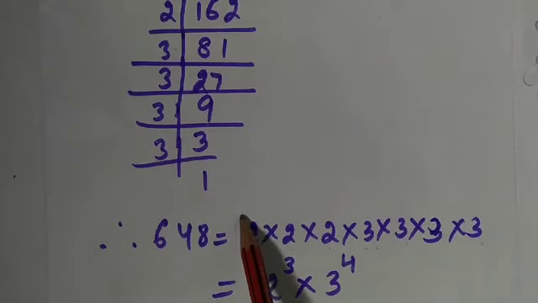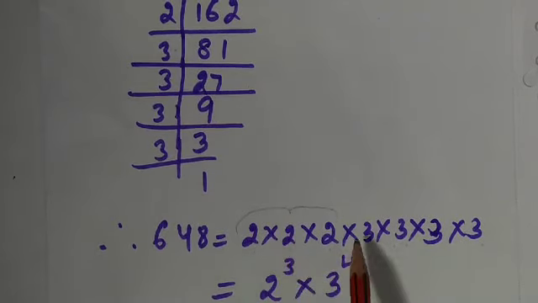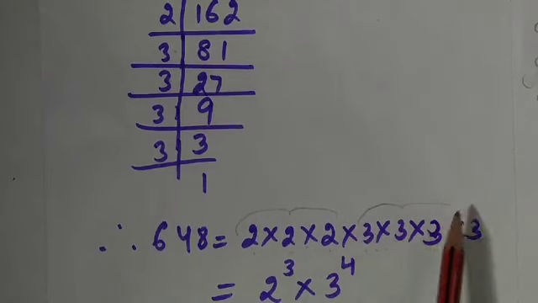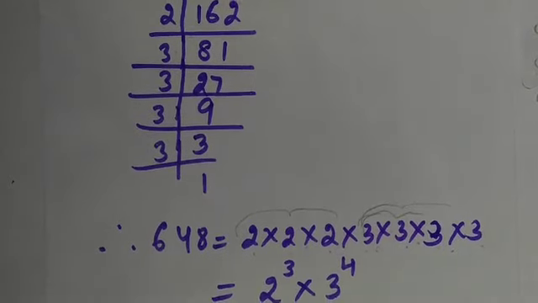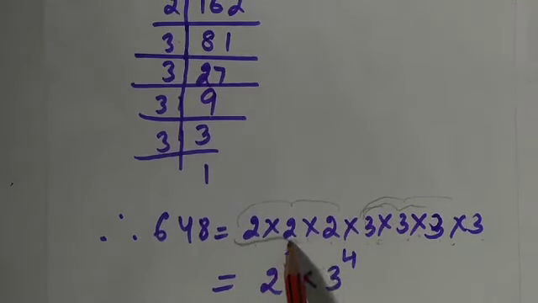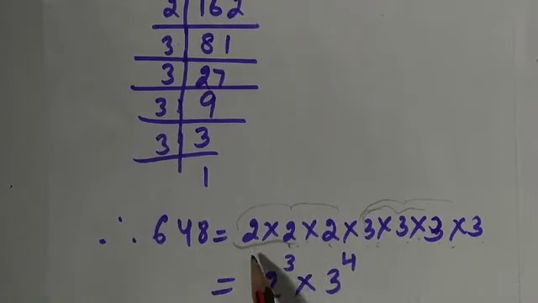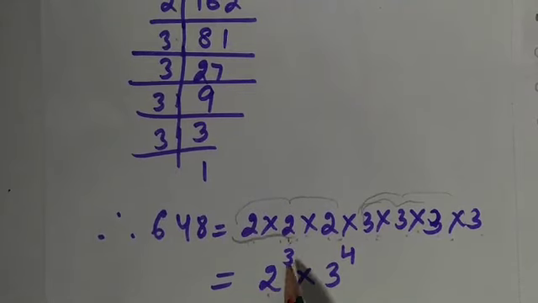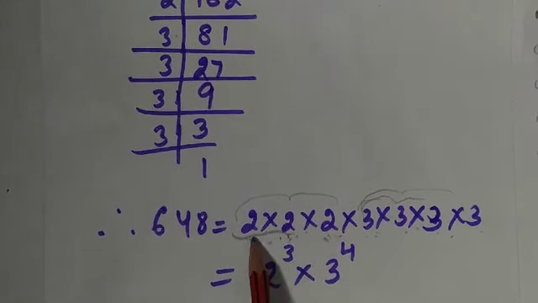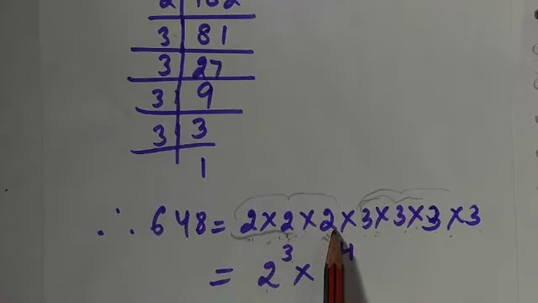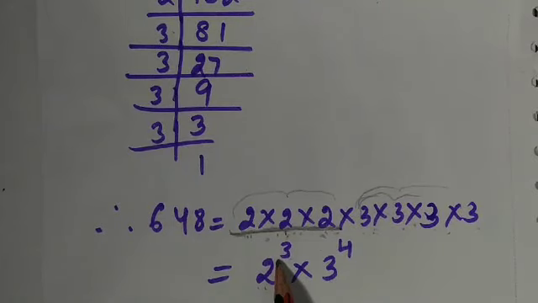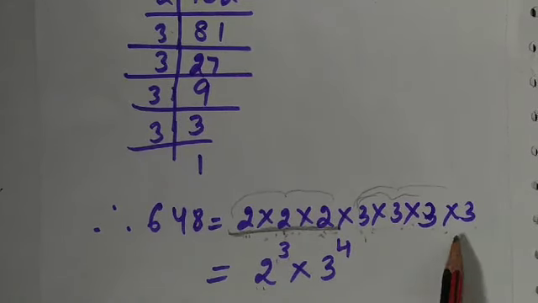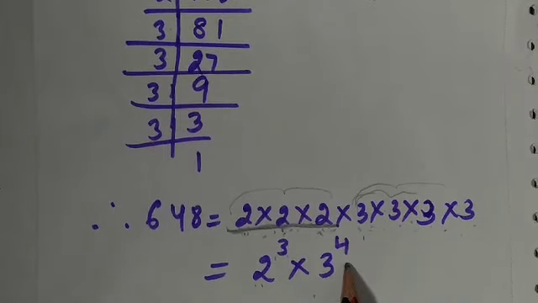Here I am having 3 2s that are multiplied and 4 3s that are multiplied. So in place of 2 into 2 into 2, I can write 2 raised to the power 3, because 2 is multiplied 3 times. Same here, 3 is multiplied 4 times, so this can be written as 3 raised to the power 4.